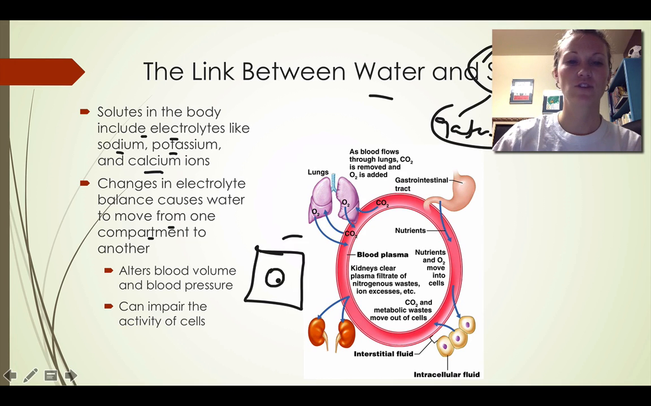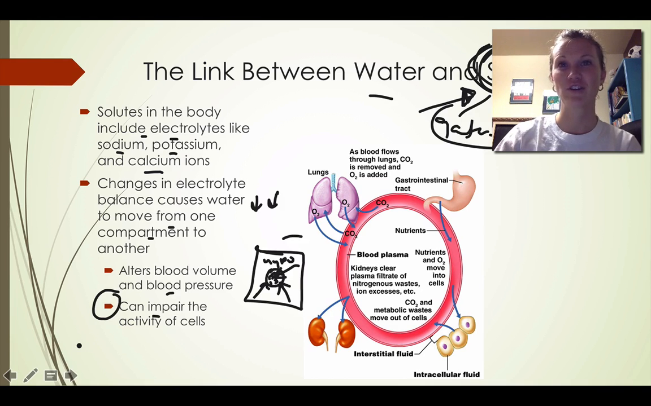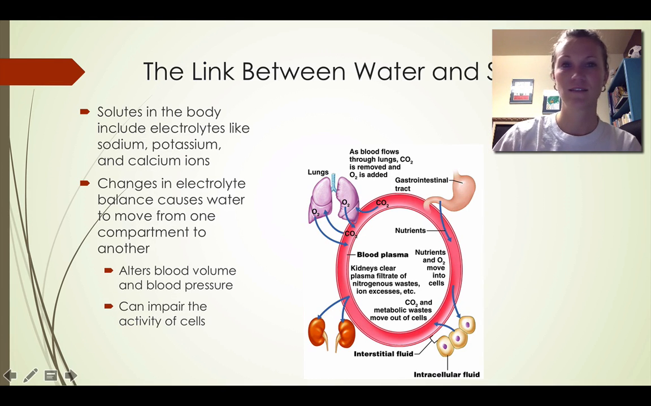Several videos ago we talked about hypertonic and hypotonic environments. A hypotonic environment would be one that doesn't have a lot of concentration in it. So water is going to head towards the area of concentration. So replenishing your body of salts helps you to retain water inside of your cells. Basically this will alter your blood volume as well as your blood pressure, and it can also impair the activities of cells. So as your water or your salt levels are decreased, you're going to become dehydrated, which will impair your cellular activity.